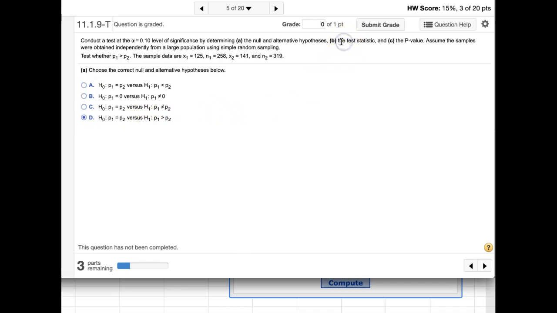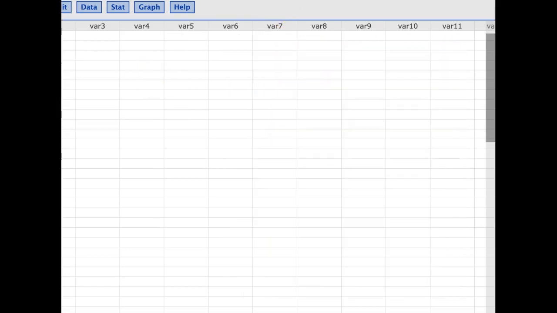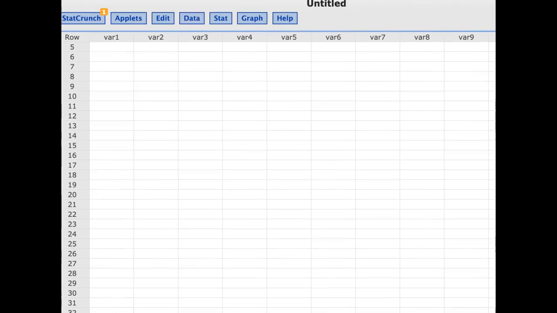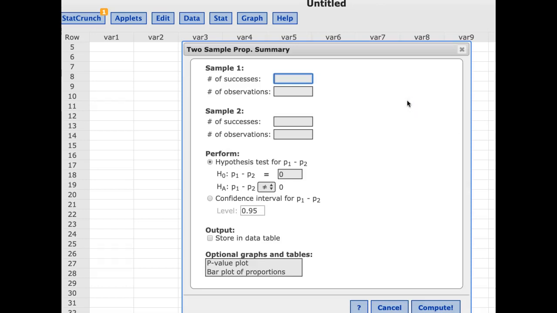Now, what is the test statistic and p-value? Again, I don't suggest doing this by hand. You have the sample data here already. You would open up StatCrunch. Go to Stat, Proportion Stats, Two Sample, and we have it summarized already. And then you would go ahead and put in that information.